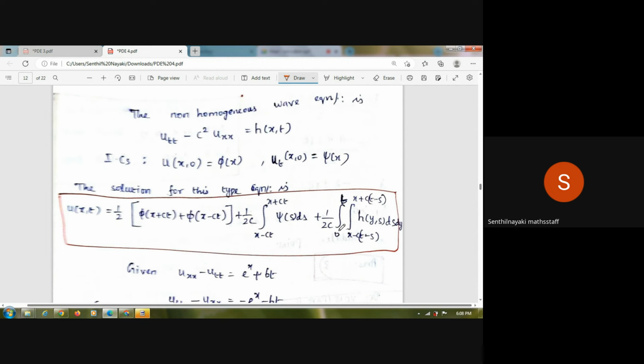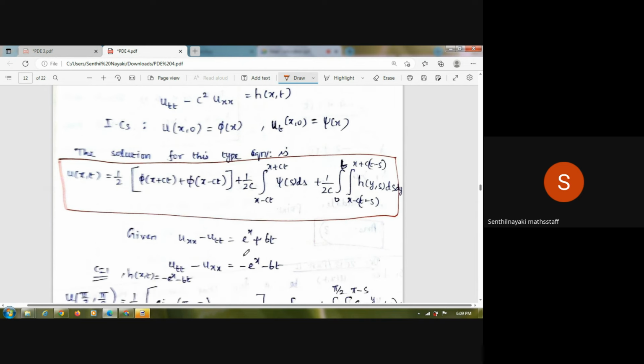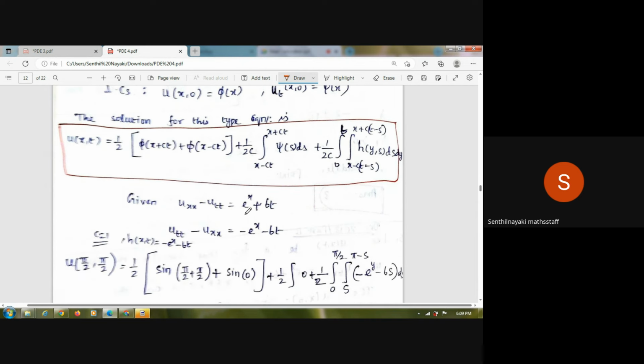So 1/(2c) ∫ from 0 to t, ∫ from x−c(t−s) to x+c(t−s). So here it is a double integration, first integral with respect to x and the second integral with respect to t. So now the variable can be changed as y and s. Let us see how we can solve this problem. So here this is h(y,s). We have to find out the value of u(π/2, π/2).